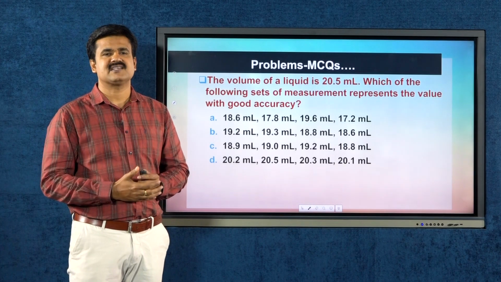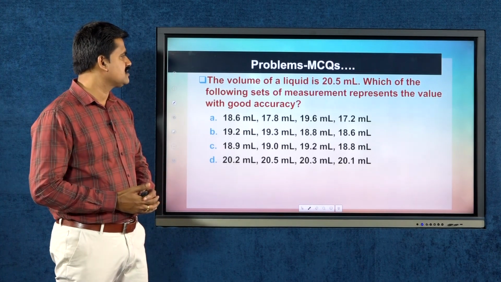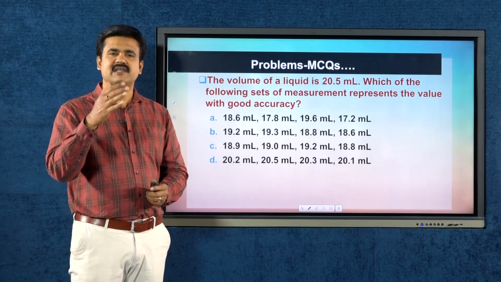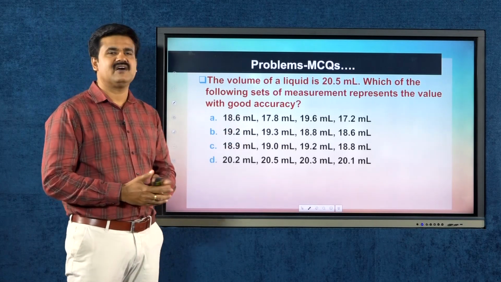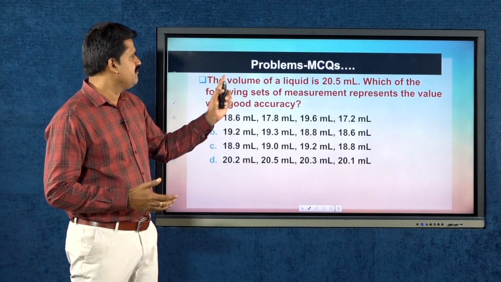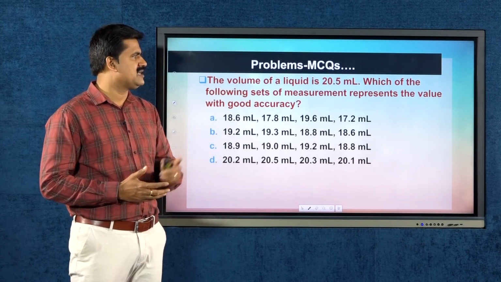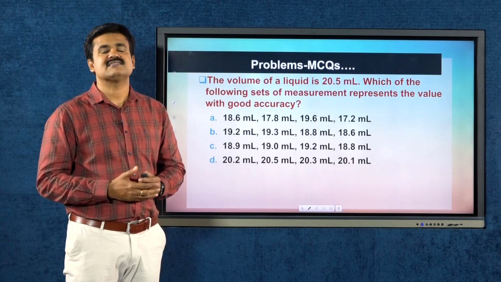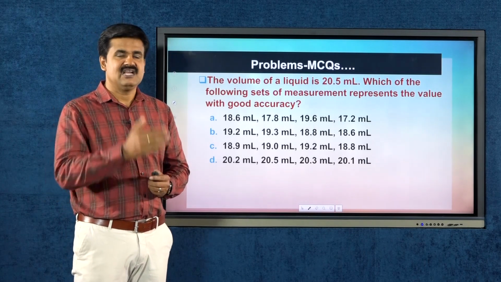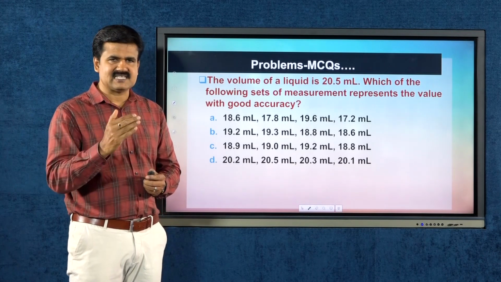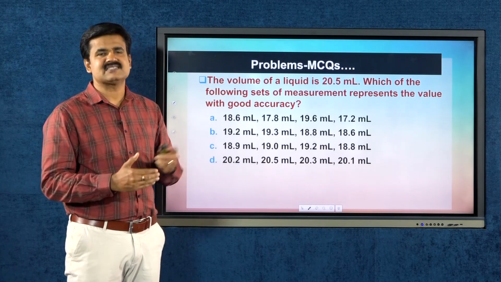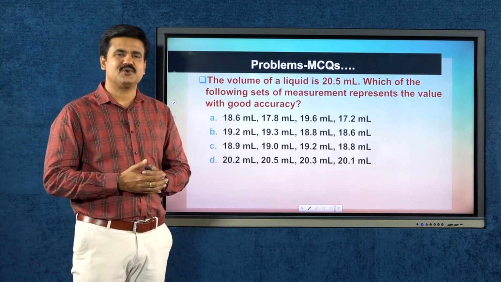Some sets of values are here. The first set of values is a set of measurement. In each set there are 4 values. You have to carefully analyze the 4 sets of values and answer the question. The question is, which of the following measurements represents the values with good accuracy? So, you have to keep in mind which of these sets represents very closeness to the true value. True value is given here, it is equal to 20.5.